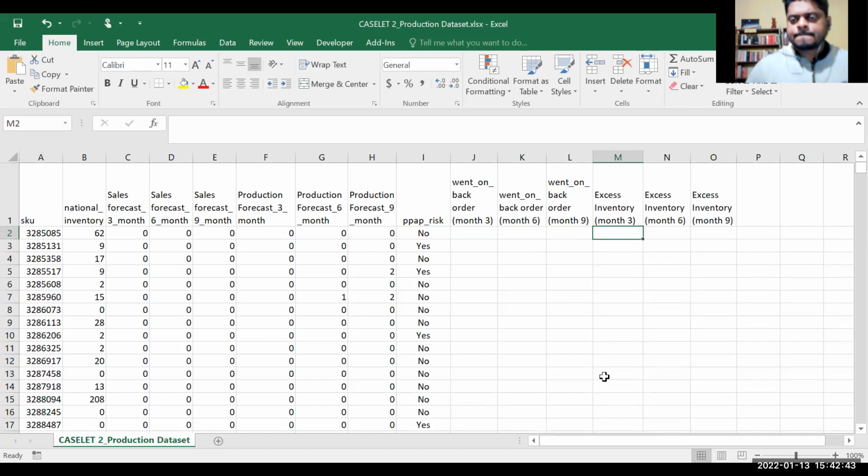Anybody having any doubt on this? Backorder means whenever you have more demand than supply or whatever inventory you have, right? So if my sales forecast is 0, let me show you, wherever certain numbers are there. Put the filter.